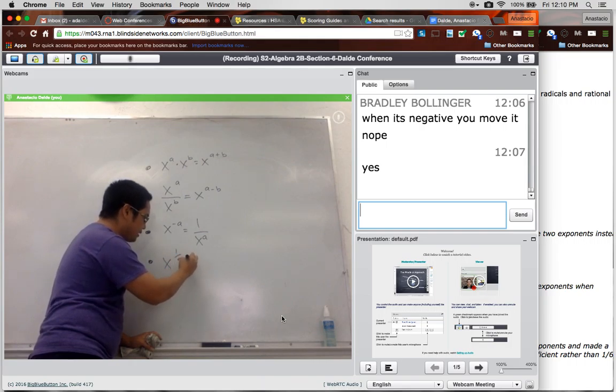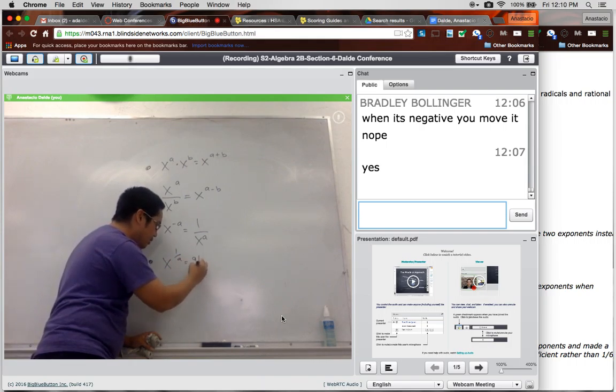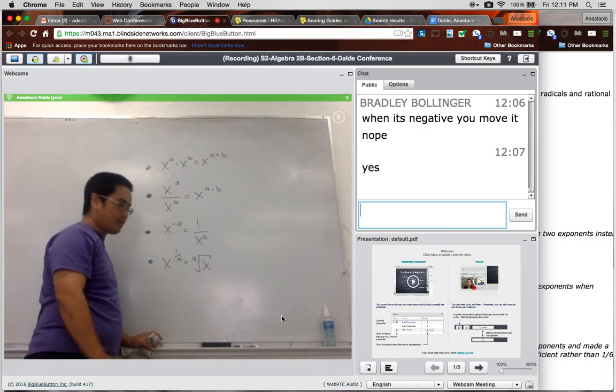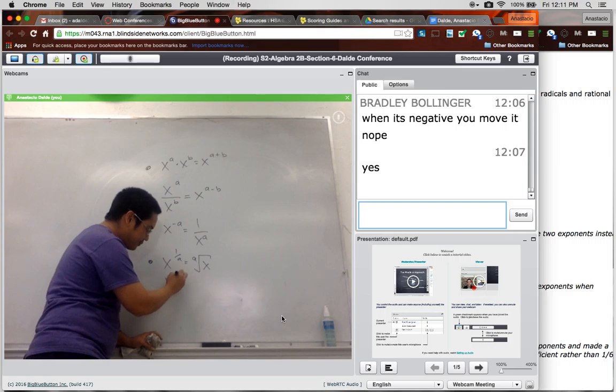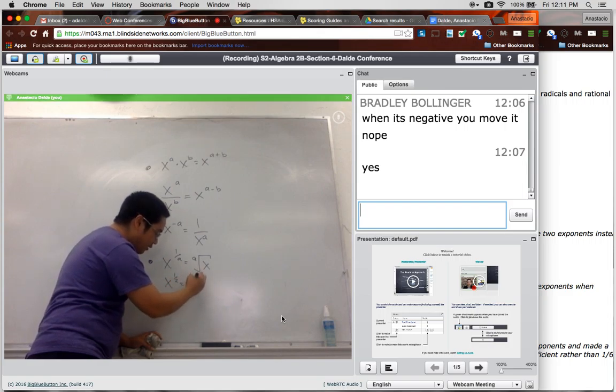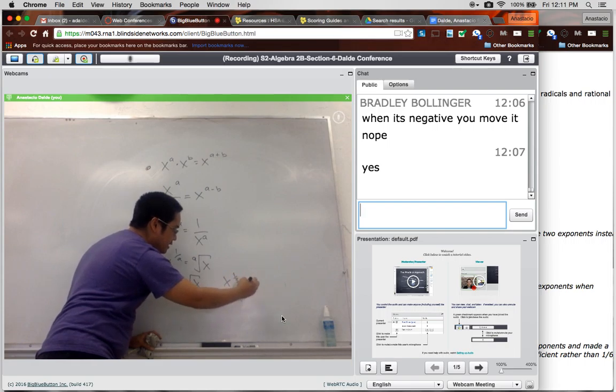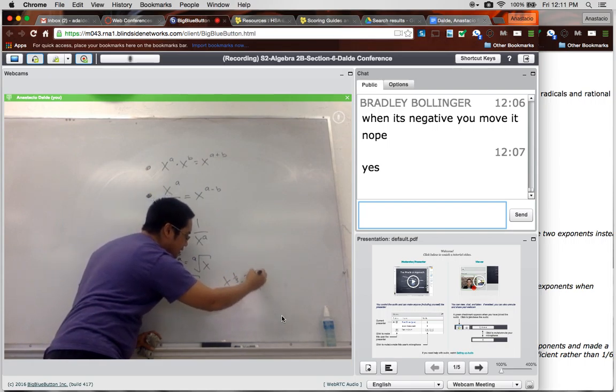Okay? I think the only other rule that I haven't specifically talked about was x to the 1 over a is the same as the a-th root of x. So x to the 1/2 power is actually the square root of x. x to the 1/3 power is actually the cube root of x.